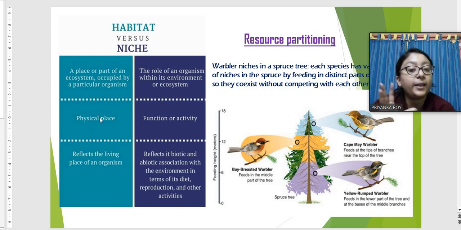So habitat, like I said, is the physical space occupied by an organism, but niche is actually the role of the organism within this environment, its function or activity, and its association with different biotic and abiotic components of the environment, its diet, its reproduction and other activities. But habitat reflects only the place of living or the physical space occupied by the organism. So this is the major difference.